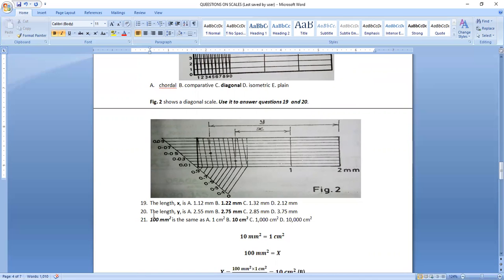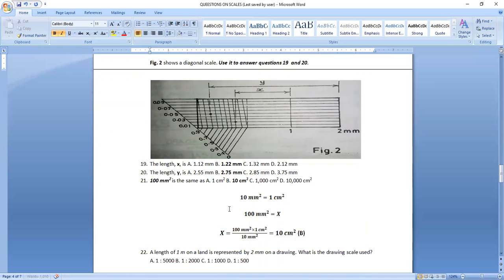Question 20: the length y is. Then if we read from here, 1, 2, 3, 4, 5, 6, 7, that is 2.7. Then we read on this 1, 2, 3, 4, 5. That is 2.75. The answer is option B to the question. So distance y is 2.75.